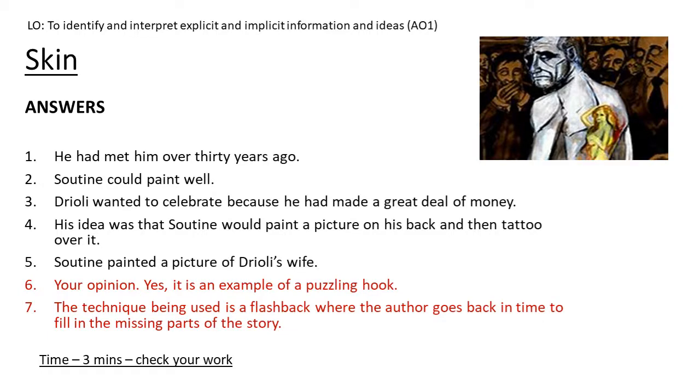Answers. He had met him over 30 years ago. Soutine could paint well. Drioli wanted to celebrate because he had made a great deal of money. His idea was that Soutine would paint a picture on his back and then tattoo over it. Soutine painted a picture of Drioli's wife. Your opinion: yes, it is an example of a puzzling hook. The technique being used is a flashback, where the author goes back in time to fill in the missing parts of the story. Pause the video to check your work and make sure you've got this written down.